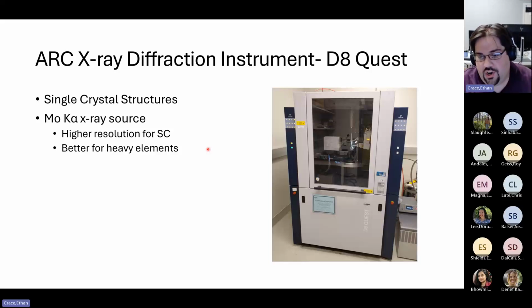So things that are mostly carbon are going to be a little bit harder to work with, but it works just fine. And if you need help, reach out. I can help you figure out how to set up the experiment.